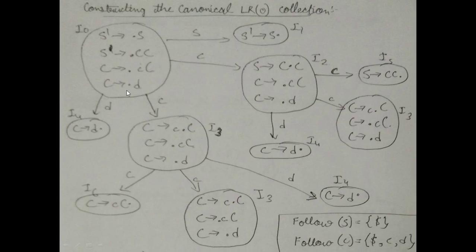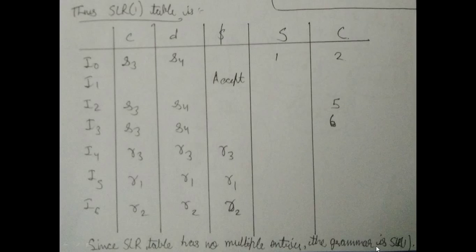Capital C follow is small c, small d and dollar. So we go to the table and we see that for I4 we write R3 in small c, small d and dollar. Okay, thus the SLR table is constructed. Now, since the SLR table has no multiple entries, the grammar is SLR1, hence proved.